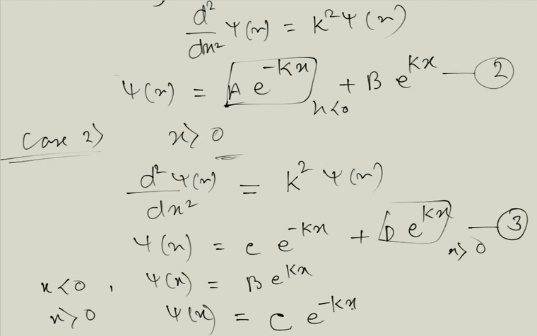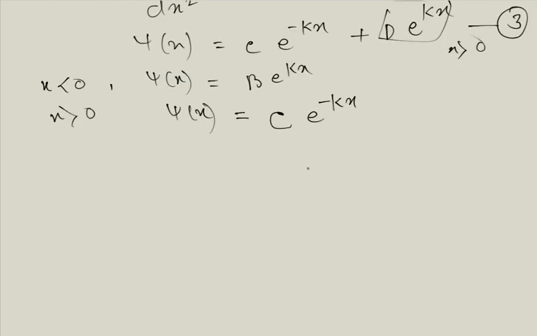Now for solving the unknown constants, we have to apply the boundary conditions. The first boundary condition says that psi of x should be continuous everywhere.